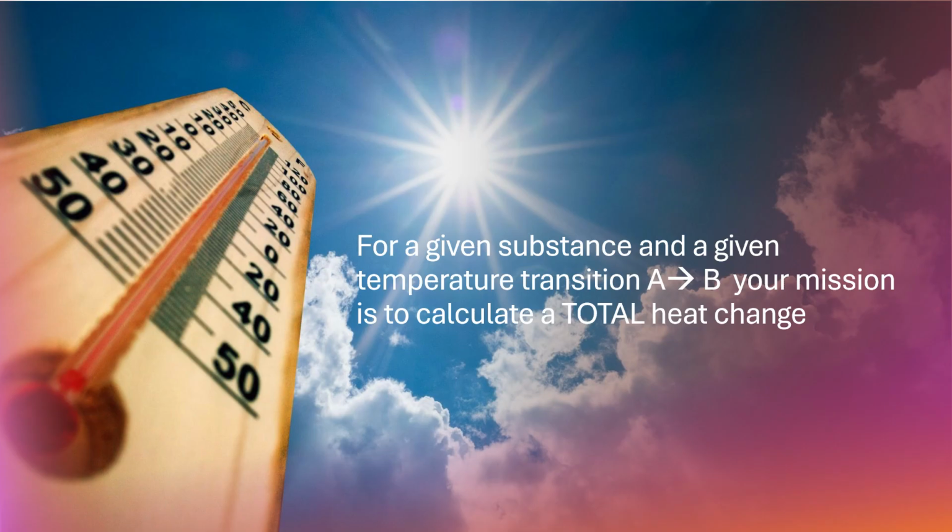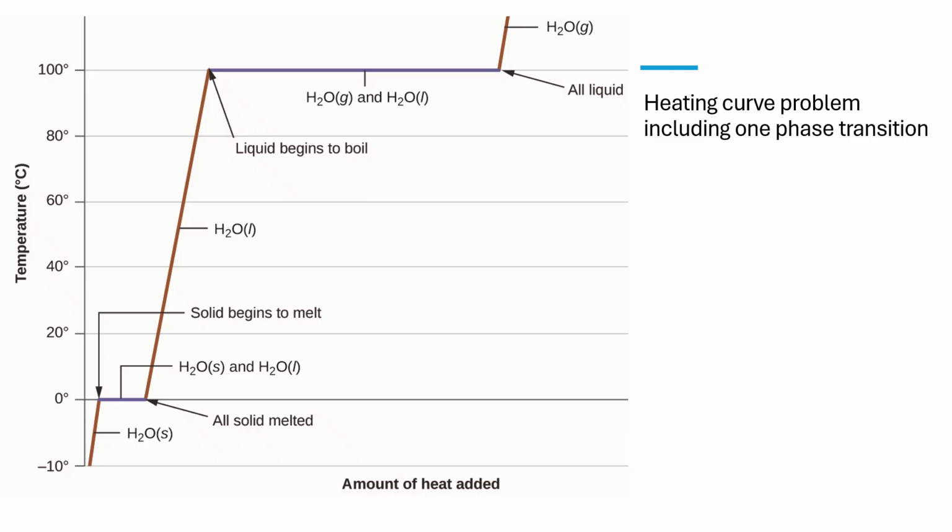Now, a typical chemistry problem is we have a given substance and a given temperature transition, let's say A to B. Your mission is to calculate the total heat change for the given transition. Let's return to our diagram and consider a specific heating curve problem that includes one phase transition.